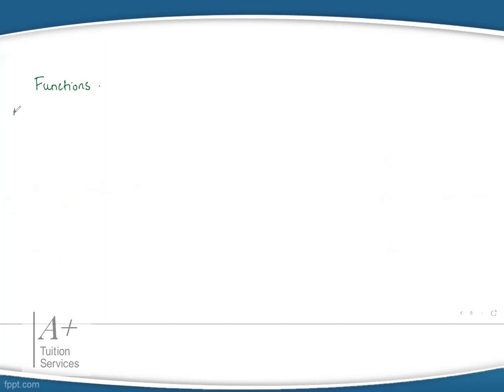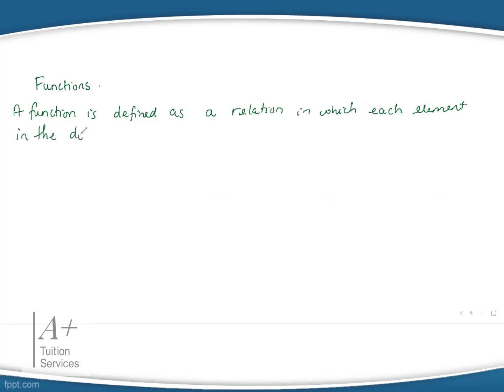A function is defined as a relation in which each element in the domain is mapped onto one and only one element in the range.